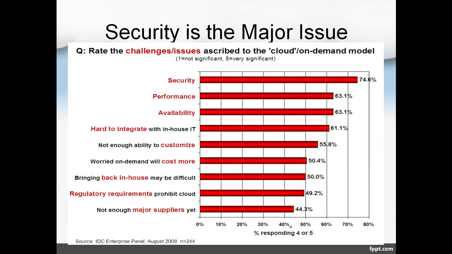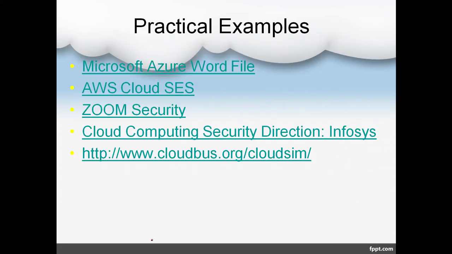You can look at this diagram: security, performance, availability. If I mark it here, you can see 74.6 and 63.1, and then major suppliers 44. This is data from August 2008, very old data.